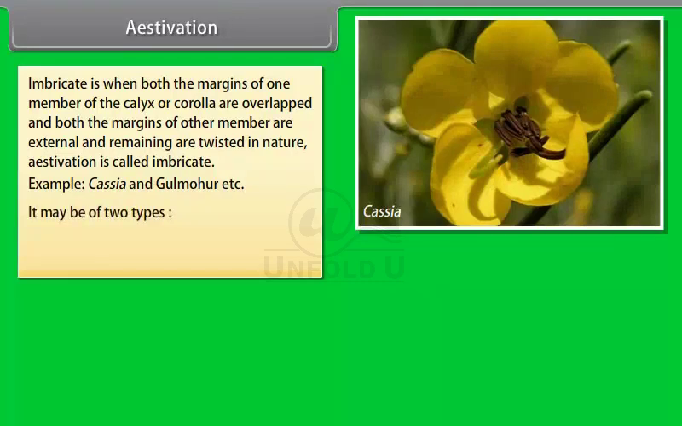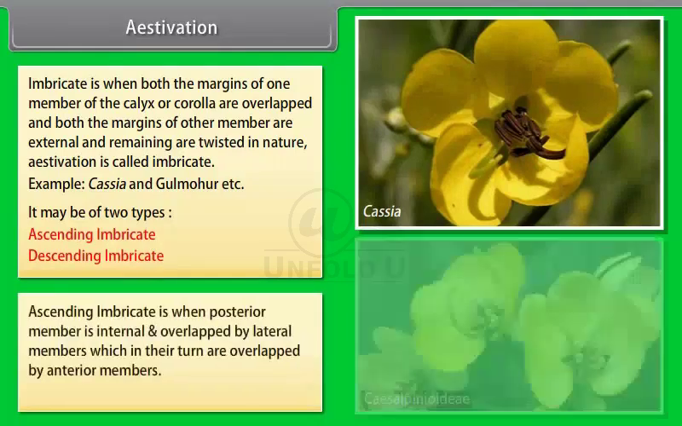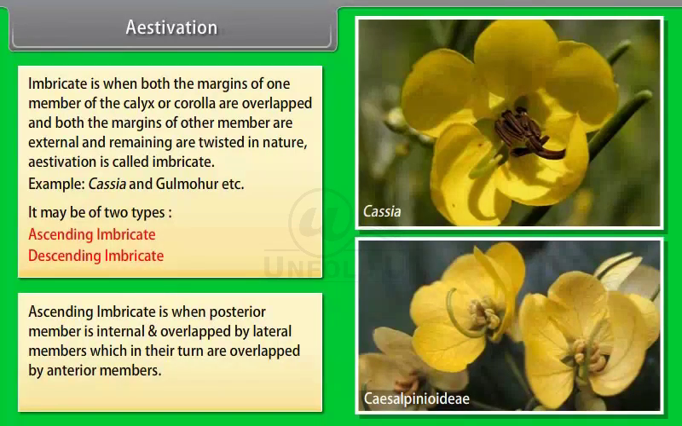It may be of 2 types: ascending imbricate, descending imbricate. Ascending imbricate is when the posterior member is internal and overlapped by lateral members, which in their turn are overlapped by anterior members. Example, Sisal pinioide.